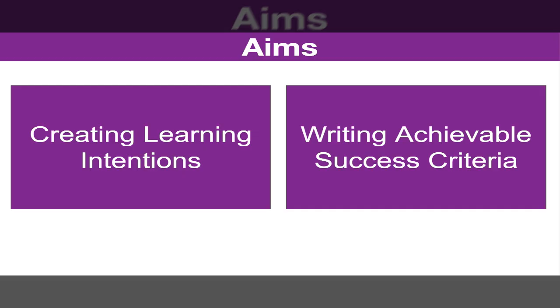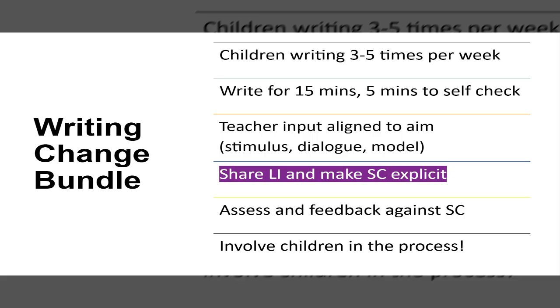In this video, we will be describing some ideas to support the delivery of the full writing bundle, specifically focusing on creating learning intentions and writing achievable success criteria. This links directly to one part of the National Improving Writing Programme Change Bundle and is essential to the success of writing in your classroom.